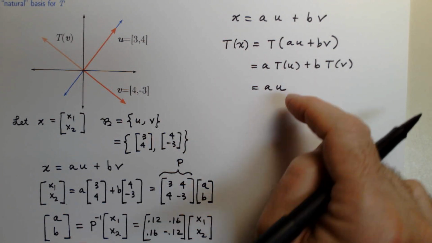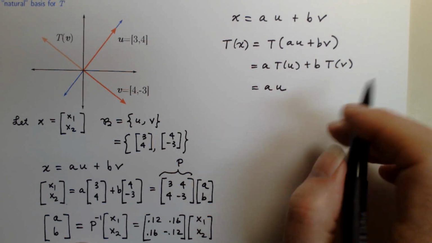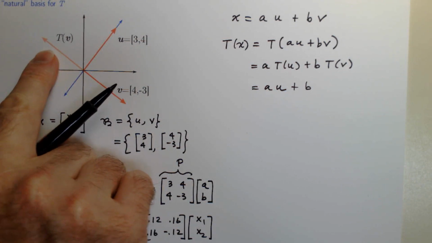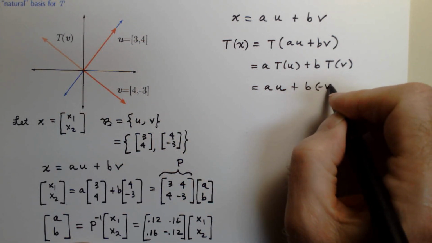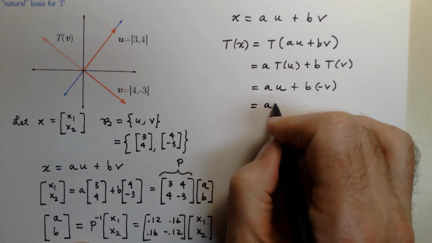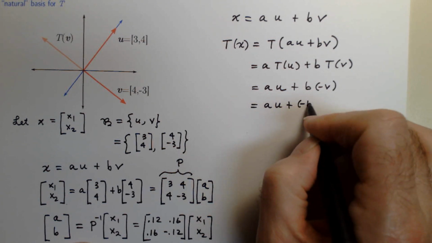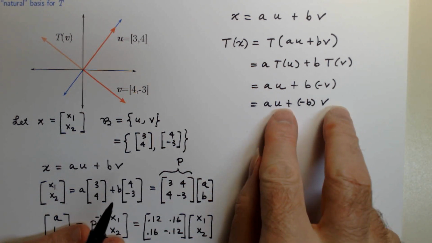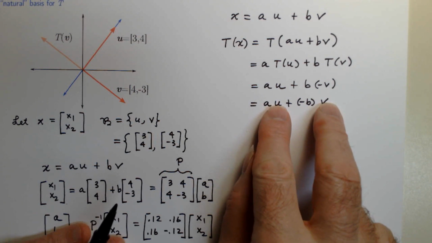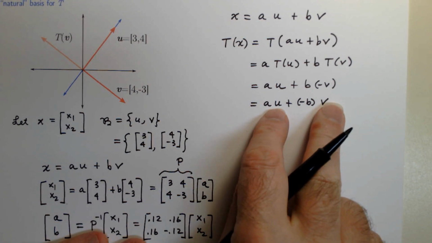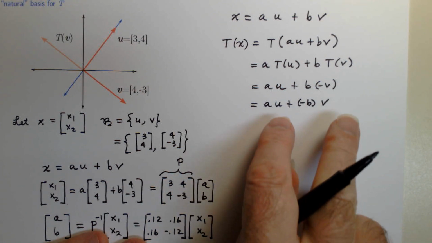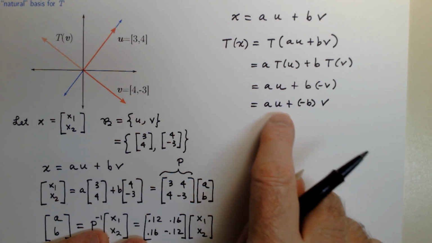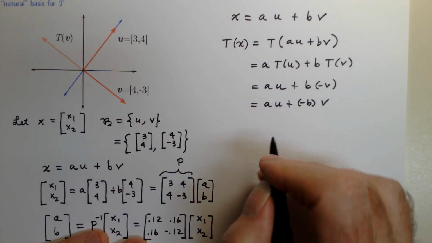That's a very simple idea. T applied to u is just u. And T applied to v is just the negative of v. And so this looks like a times u plus negative b times v. Now let's do a little bit of work here. We know that this is a linear combination of u and v, and so I can write this as the matrix, in this case P, the matrix whose columns are coming from u and v, times the vector with components a and negative b.